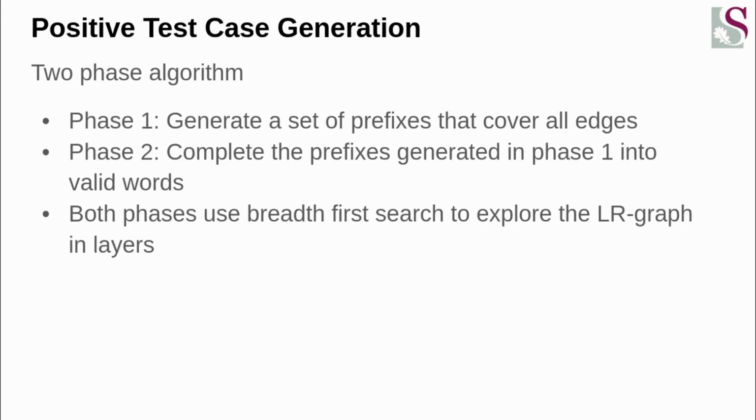Our algorithm has two phases. Phase 1 generates a set of prefixes that cover all the edges, and then phase 2 is responsible for taking these prefixes generated in phase 1 and transforming them into valid paths, which correspond to valid words. Both these phases rely heavily on breadth-first search to explore the LR graph, although they work in slightly different ways since they have different goals.